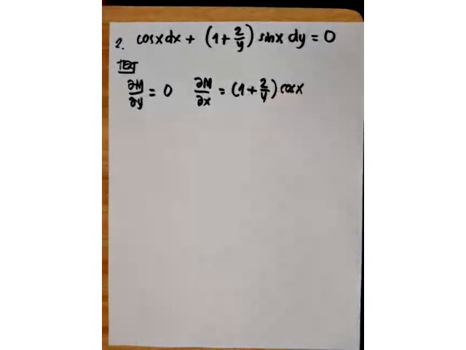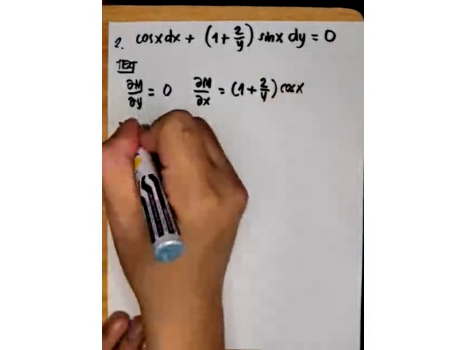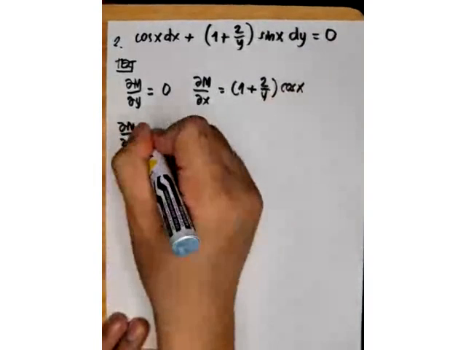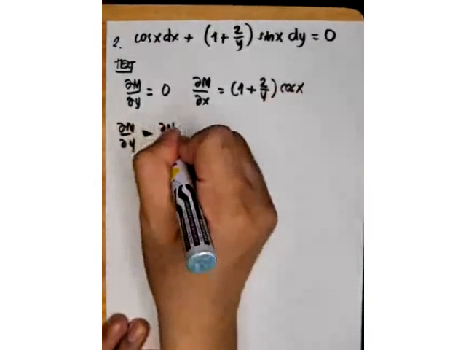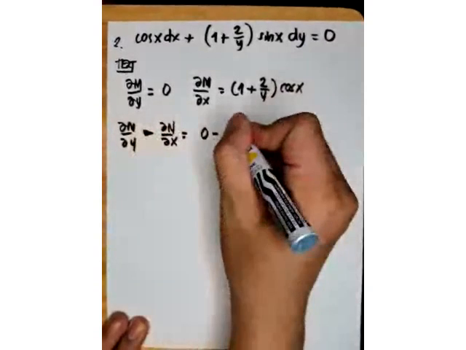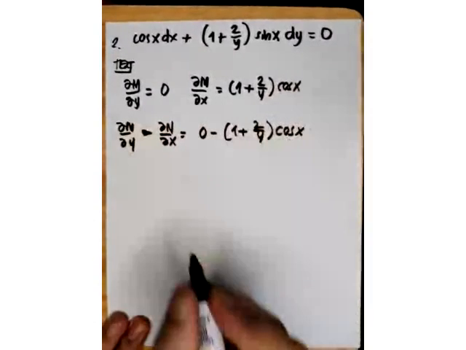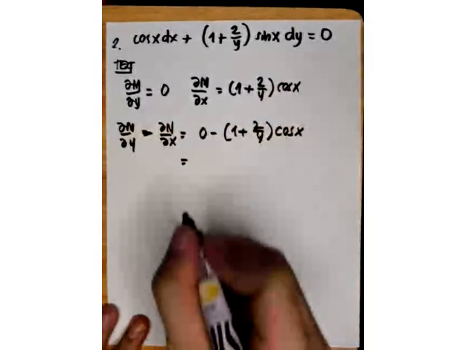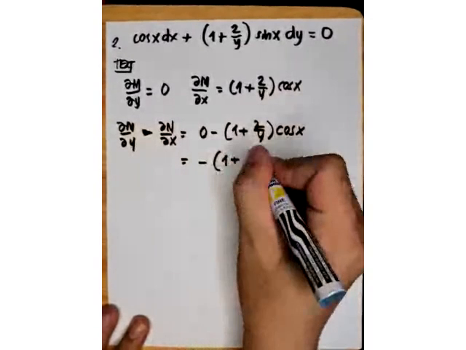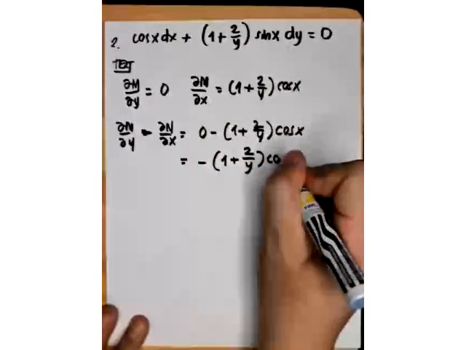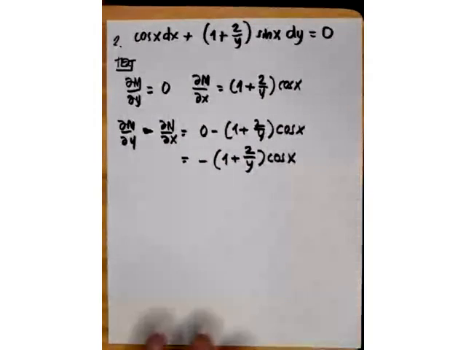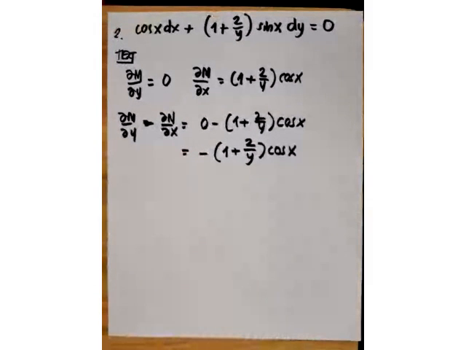Okay, so question, ano ang difference niya? So let's get the difference of these two partial derivatives. So that's equal to 0 minus 1 plus 2 over y cosine x. So the difference is, ayan, so negative 1 plus 2 over y cosine x. So having this difference of the partial derivatives, so what do you think is the case of this example? So which case is under it?